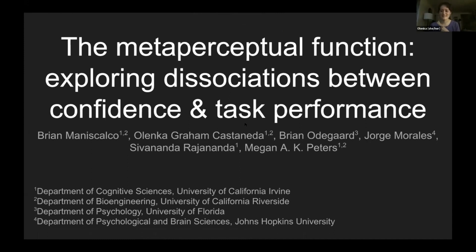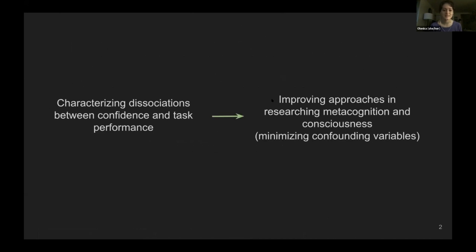Hi. Okay, I'm unmuted. Cool. Yeah, so my name's Olenka. I'm a graduate student at UCI in Megan's lab, as she mentioned, and I'll be talking to you about dissociations of confidence and task performance.